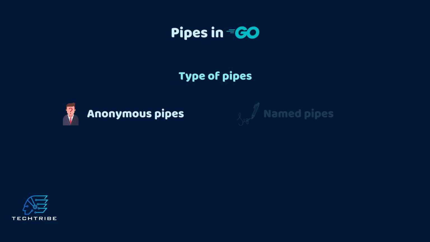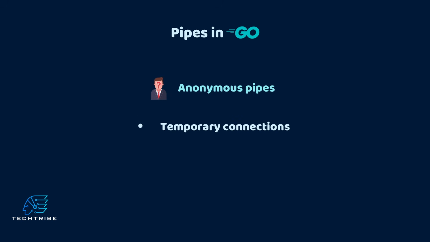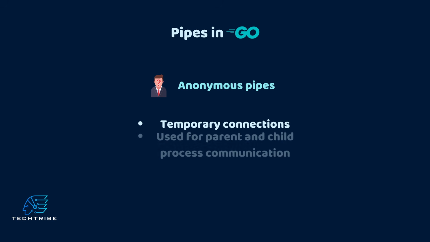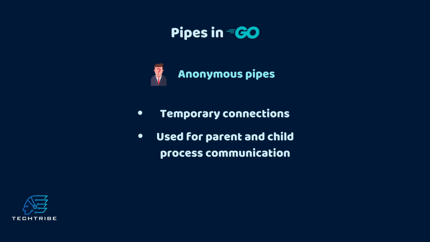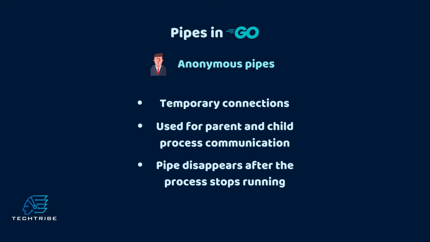The first one is anonymous pipes, which are the simplest type of pipes that you may face. They are temporary connections, and they only exist while your program is running. They're used for communication between parent and child processes, and once the process ends, the pipe disappears. Let's see in code how that works. Let's actually write a pipe of this type.